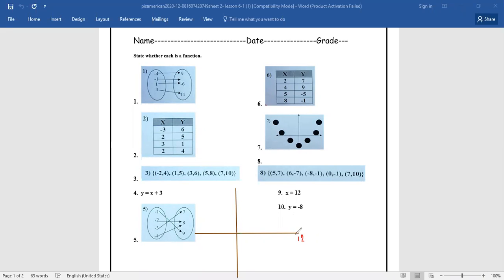So we can say (12, 0), (12, 1), (12, 2), (12, 3), (12, -1), and so on. Then if I connect them together, it will be parallel with the y-axis. Parallel with the y-axis means that if we imagine drawing the vertical line test, it will intersect at an infinite number of points.